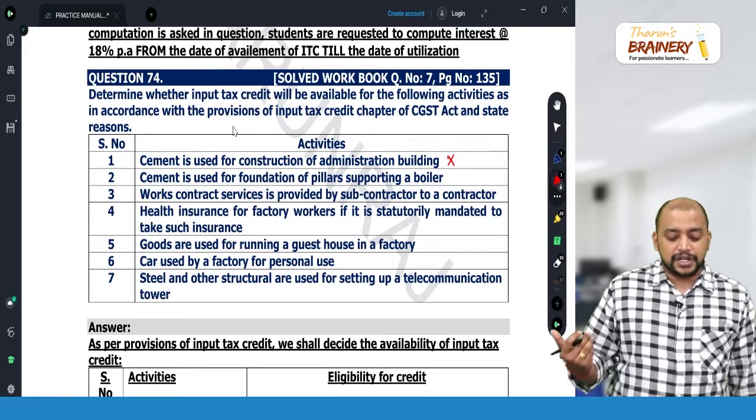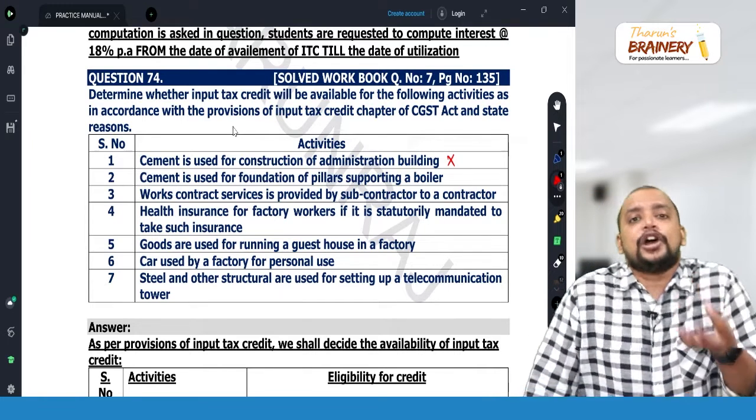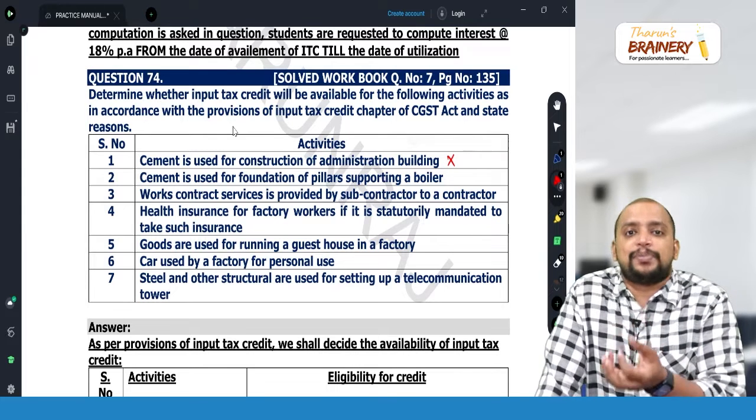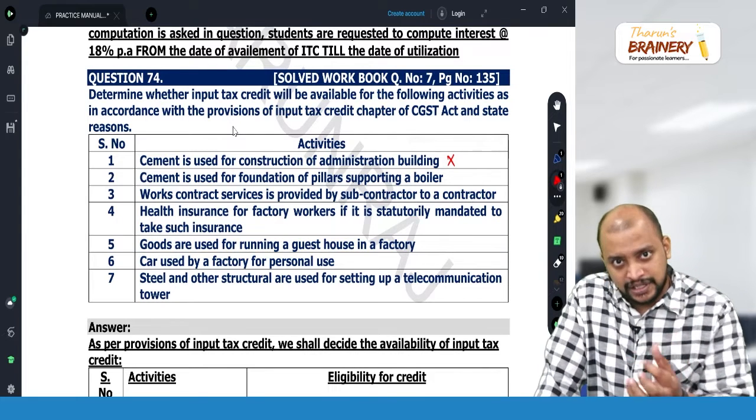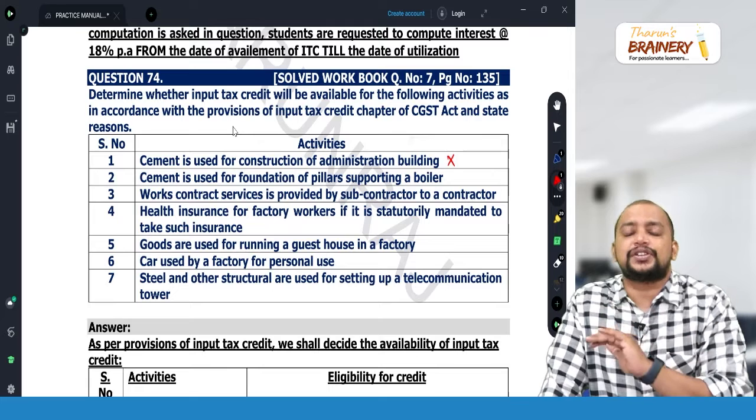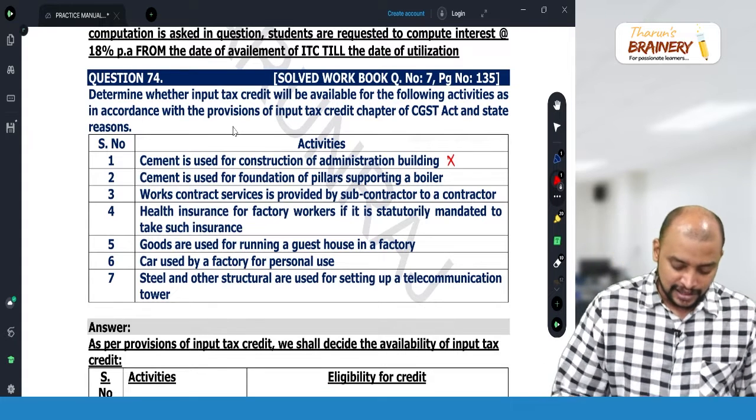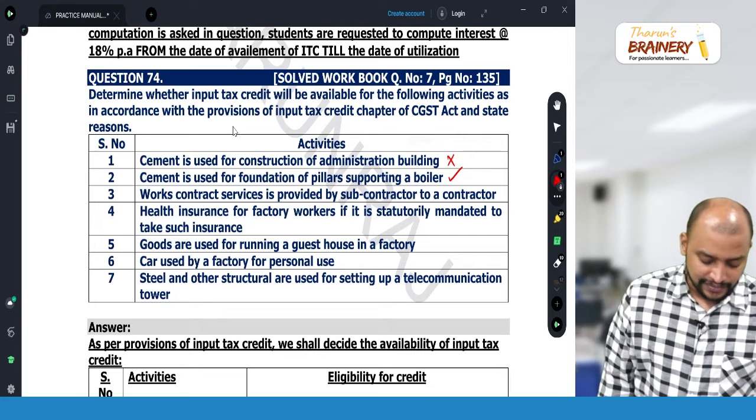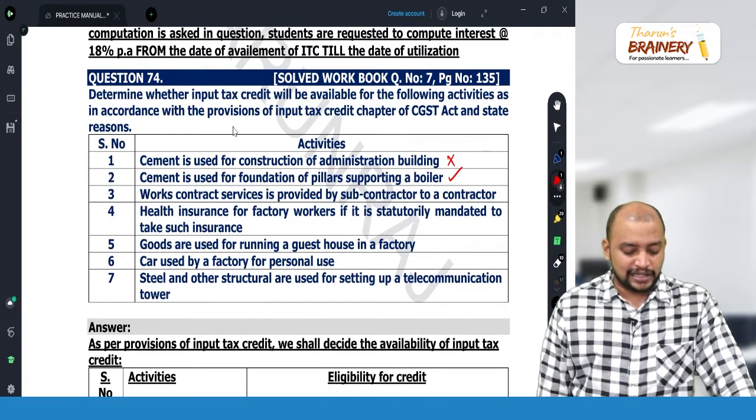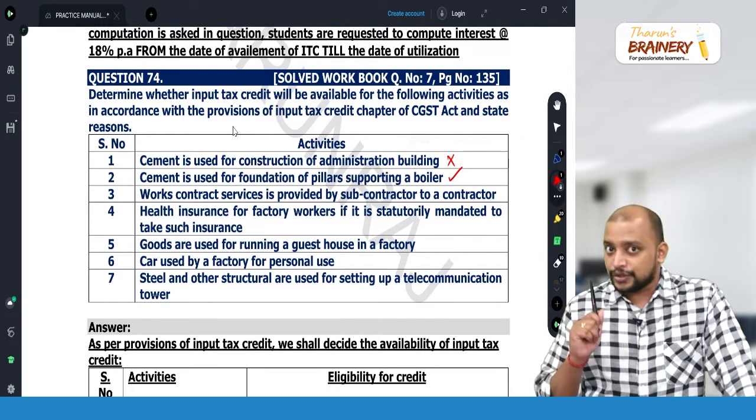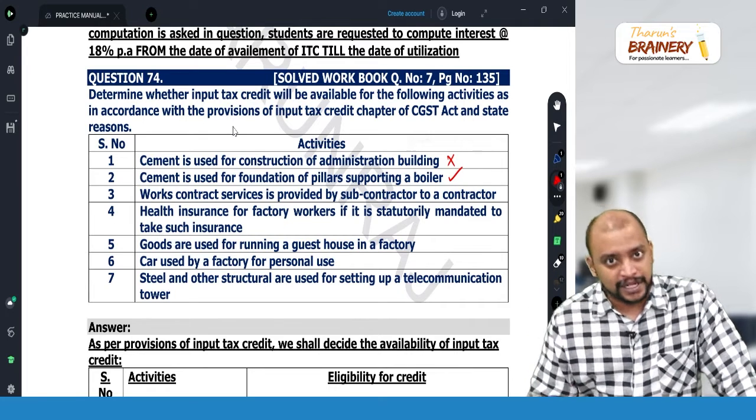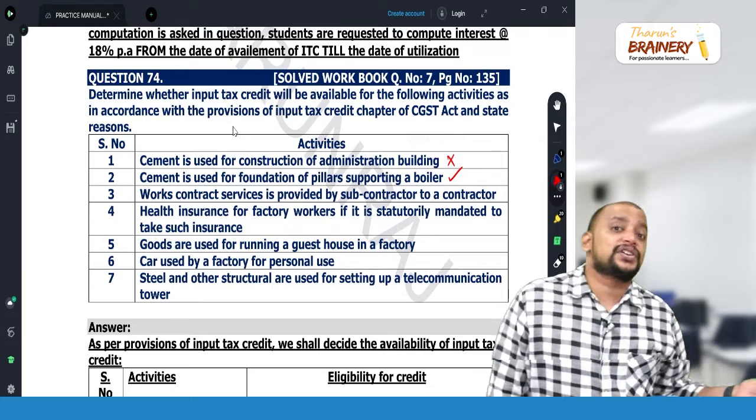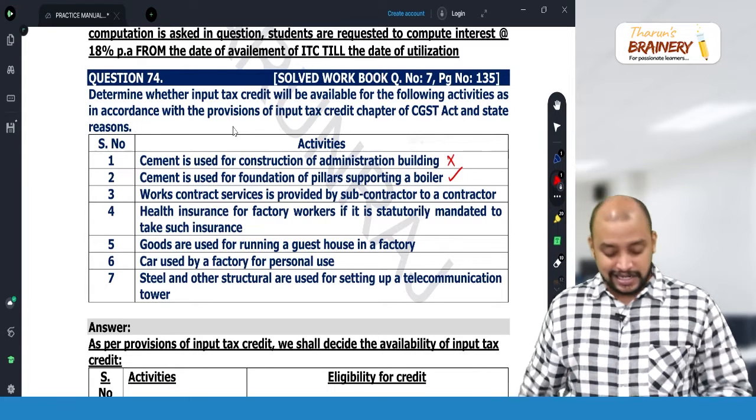Cement is used for construction of pillars supporting a boiler. Boiler is plant and machinery other than telecommunication towers and pipelines. So for plant and machinery, when we buy goods for its construction, we can take the credit. In this case, the credit is available. Then works contract service is provided by a subcontractor to a contractor. Again, the restriction is only for the owner of the property, not for the supplier. So the works contractor receiving construction service can take the ITC in this case.